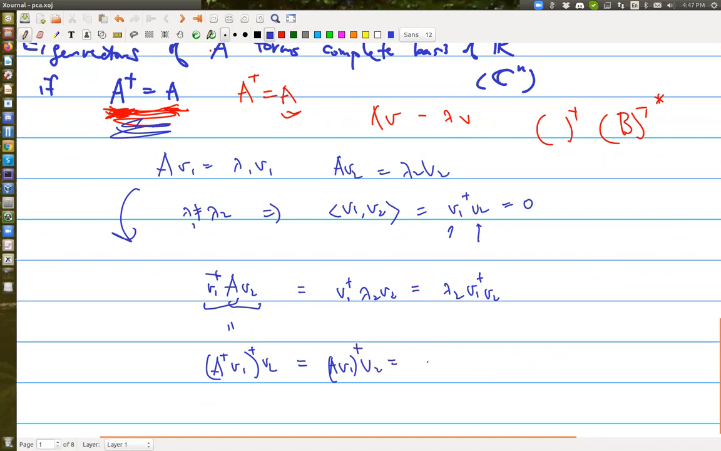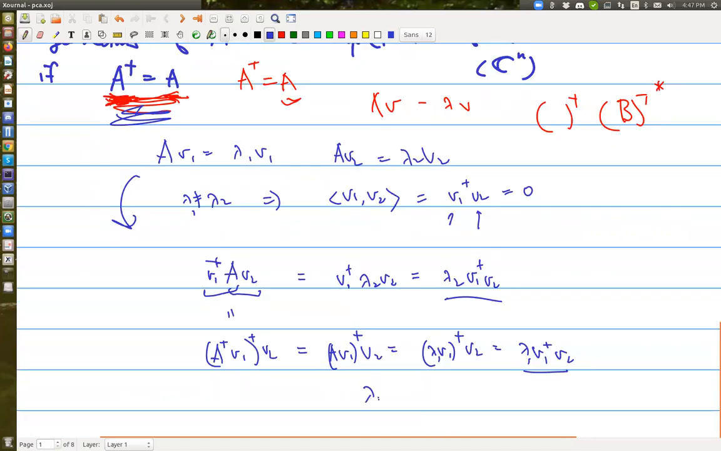So it's equal to lambda V1 Hermitian V2. Actually, lambda 1 star. But I know from my earlier theorem that lambda 1 will be real. So therefore lambda 1 star is just equal to lambda 1, times V1 Hermitian V2. So therefore I have this equal to this. So then (lambda 1 minus lambda 2) V1 Hermitian V2 is equal to 0. So when lambda 1 and lambda 2 are not the same, then I have to have this equal to 0, or the inner product between them will be 0.